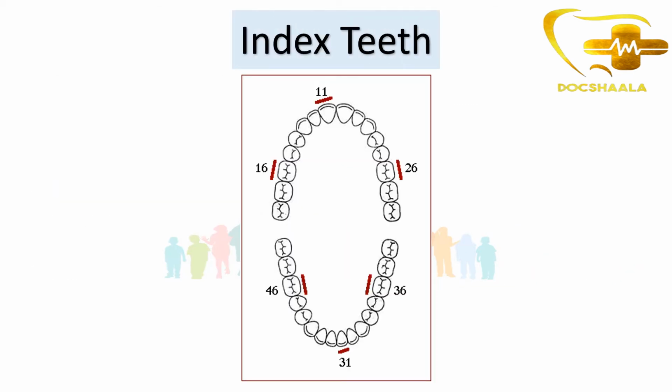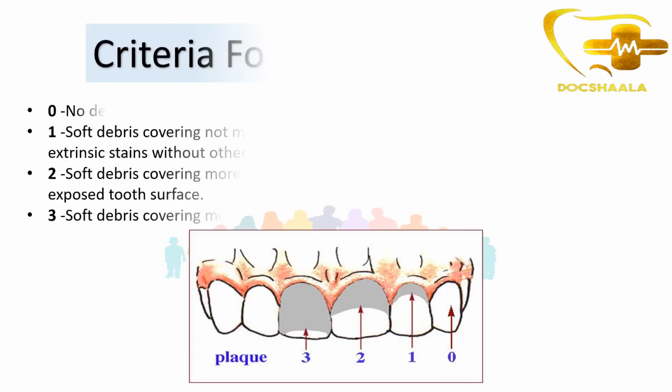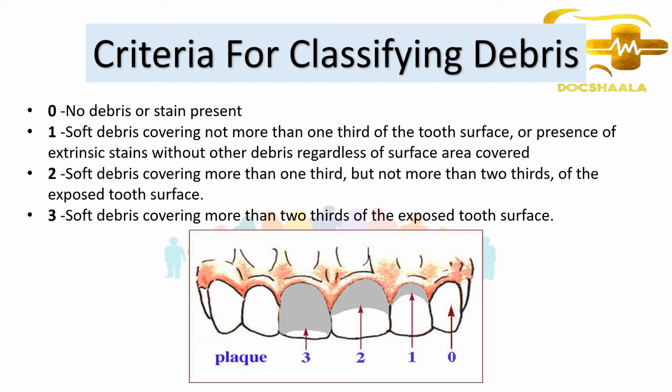So here in this image they have given the surfaces. So 1/6, 2/6 buccal surfaces, 1/1 and 3/6, 4/6 lingual surfaces and 3/1 labial surfaces used. Okay, then coming to the criteria for classifying the debris. Okay, so here look at this image.